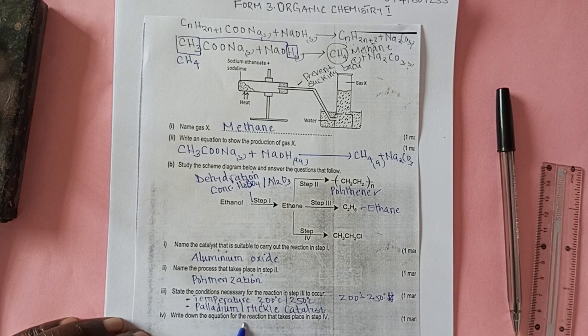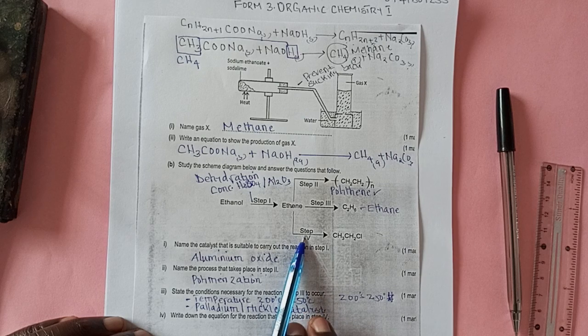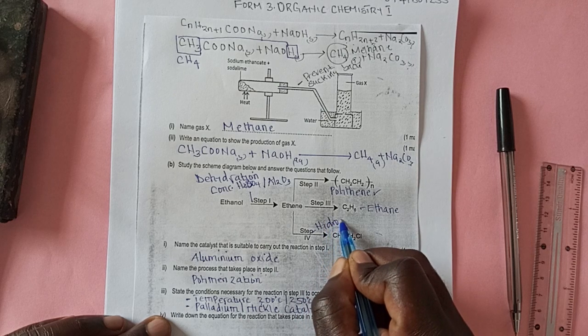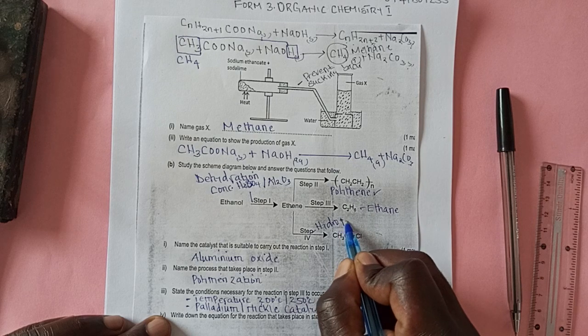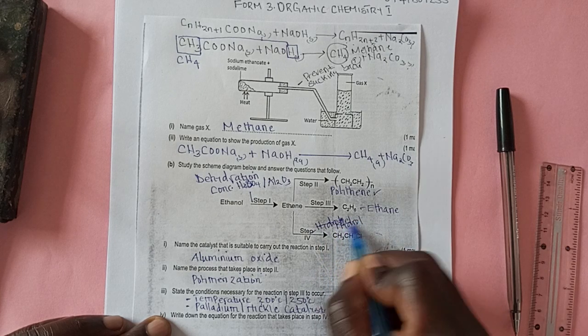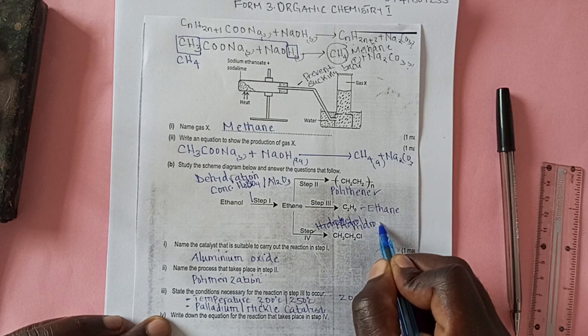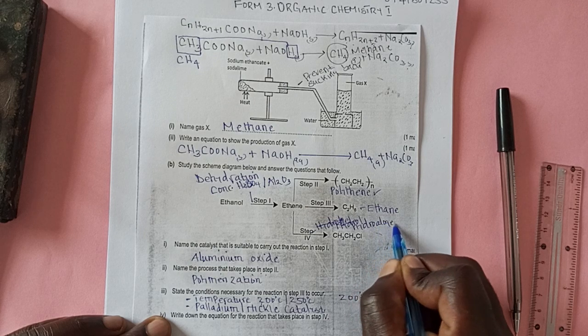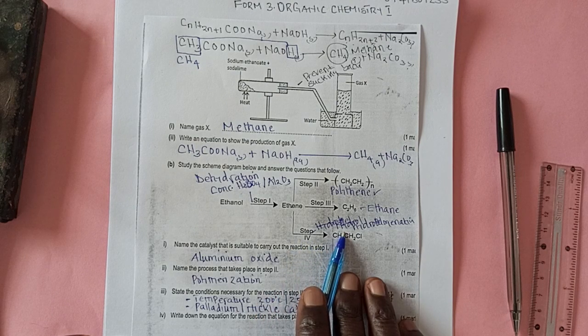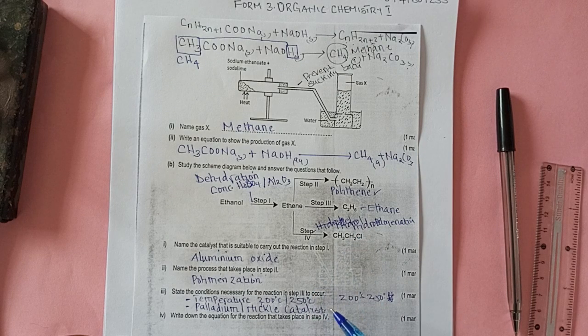Write down the equation for the reaction that takes place in step 4. This is a reaction of hydrogenation. Then we have hydrohalogenation, where we are adding hydrogen chloride. So the type of the reaction is hydrohalogenation. Then we write down the equation for the reaction of this one.